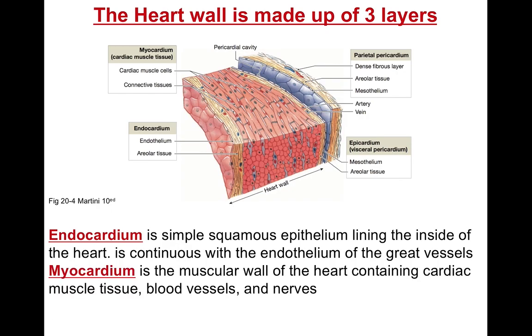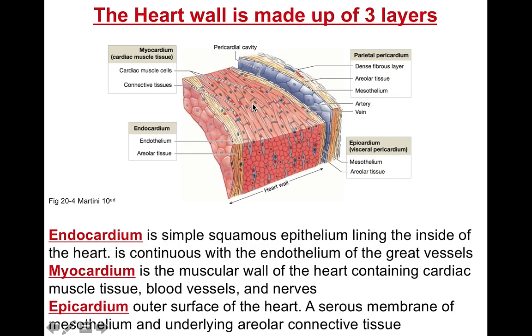The myocardium is the thickest layer, especially in the ventricles, and this is the muscular wall of the heart containing the cardiac muscle tissue. It also contains blood vessels and nerves. Blood vessels obviously to supply this muscular tissue and nerves to help innervate this muscular tissue. And then the outer layer is called the epicardium, which is the outer surface of the heart. It's a serous membrane of mesothelium and underlying areolar connective tissue.